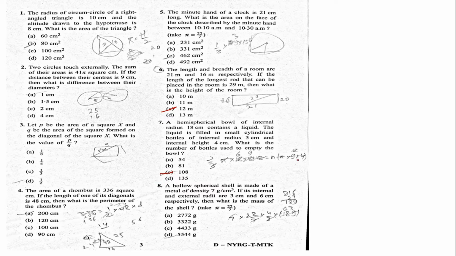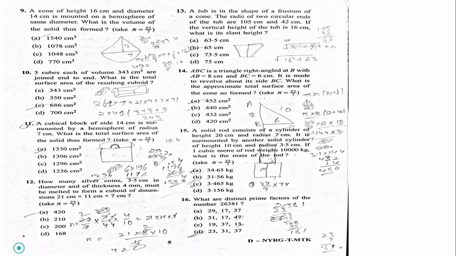Now the seventh question is of a hemispherical ball, where the number of bottles comes out to be 108, a simple calculation. And the eighth, a hollow spherical shell made of metal of density 7 gram, will come around to 5544. The ninth question, the cone of height 16 centimeter and diameter 14 centimeter. This will be the figure, and the answer comes out to be 1540.